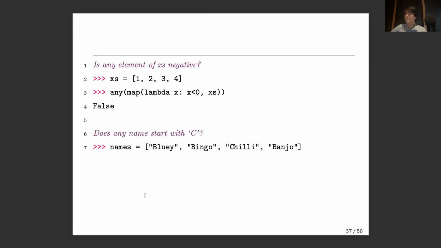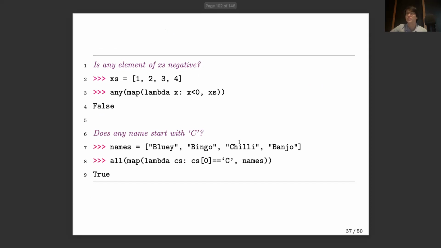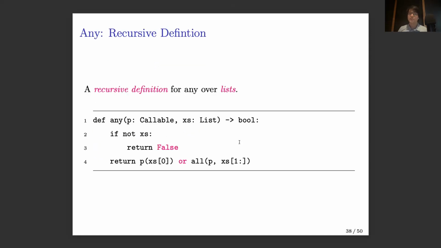Does any name start with a C? Well, I'm going to map lambda c to check if the initial thing is C. Right, so that's going to turn this list into true, true, false, true. And then that should be an any, my lord. And then I'm going to ask if any of those are true. That's going to be this one, so that returns true. Right, and you can put these in if statements. You can say if all map lambda c, and once you get some practice reading these, the conditions that you're checking become very clear. So here's a recursive definition for any.